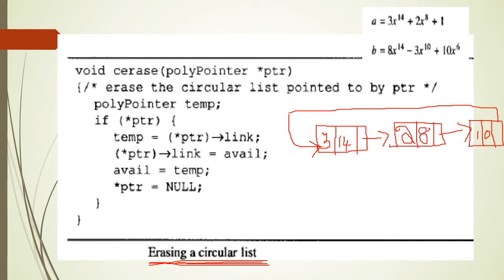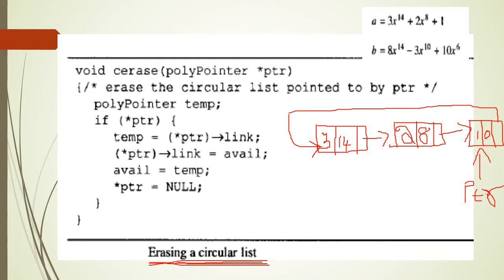As I already mentioned, with respect to the circular list, the last node plays a major role. In case of a simple single linked list, we always have the address of the first node. Here we are having the address of the last node. Assume that PTR is pointing to the last node of the circular single linked list.